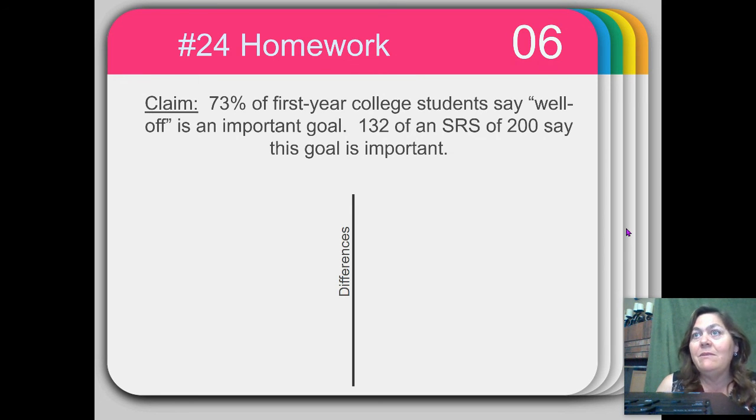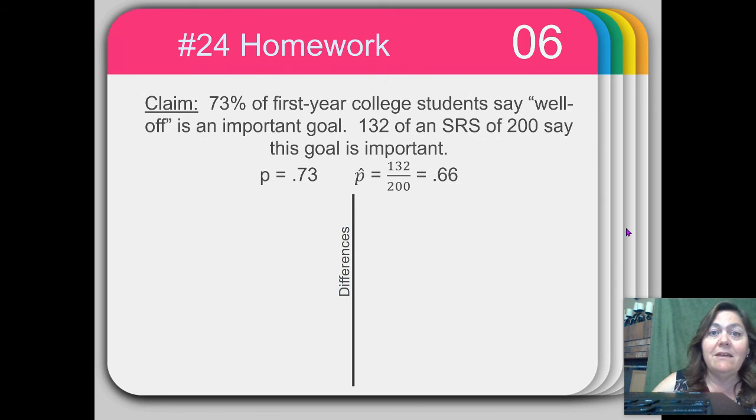Okay, so the claim in the question is that 73% of first-year college students say well off is an important goal. So you get an SRS of 200 and 132 of those people say this goal is important. All right, so we know that P is 0.73, right? Change that percent into a decimal for P. And we know P hat by doing 132 divided by 200 is 0.66.